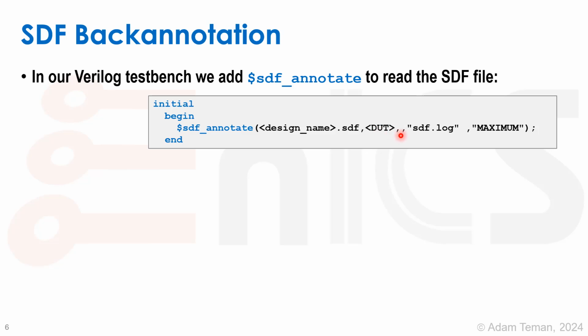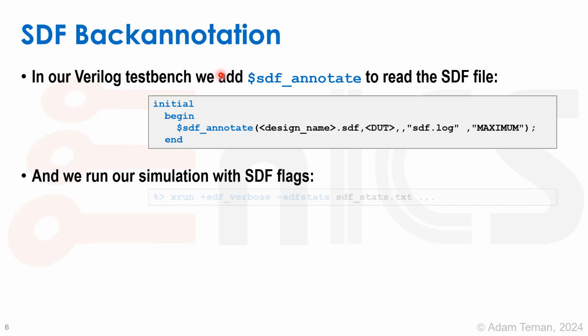These 2 commas there are on purpose. Then we have this sdf.log. That's the file that's going to write out the log of the SDF back annotation. And maximum is going to say that we want to annotate the maximum values out of those 3 we had: minimum, typical, and maximum. Remember, there were 3 numbers, or up to 3 numbers, inside the SDF file.